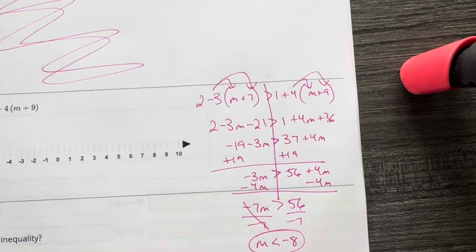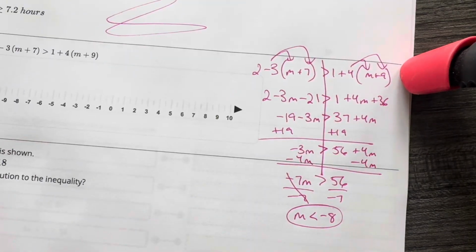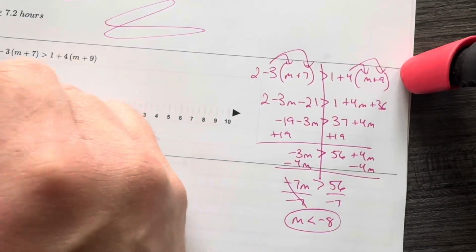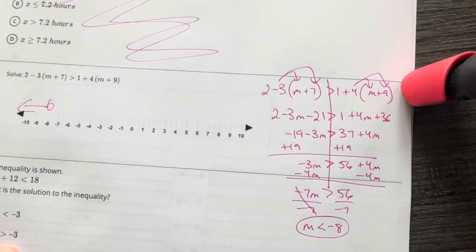So open circle on the negative 8. I know you can't see it because it's far away. Going to the left.